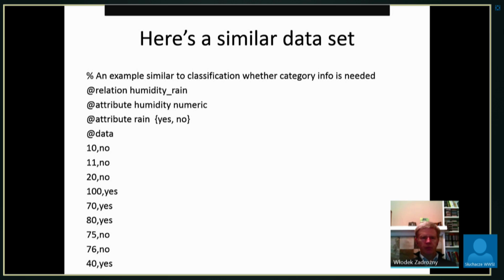So when the humidity is 10, there is no rain. When the humidity is 11, there is no rain. When the humidity is 20, there is no rain. When the humidity is 100, there is rain. And then there are some cases in between. So, for example, 75, 76 is no, 70 and 80 is yes, and 40 is also yes.